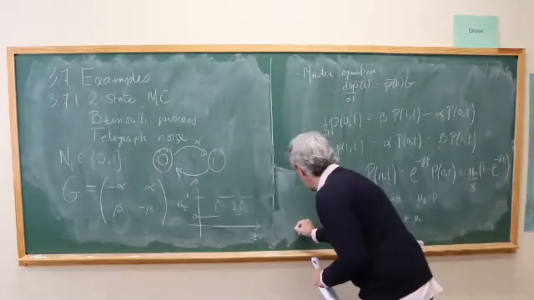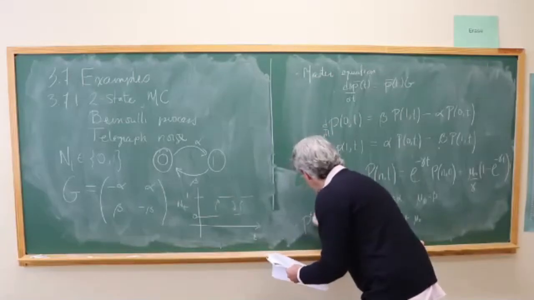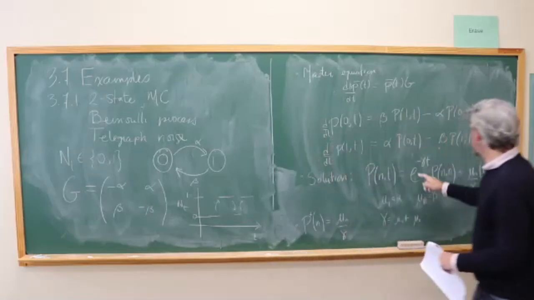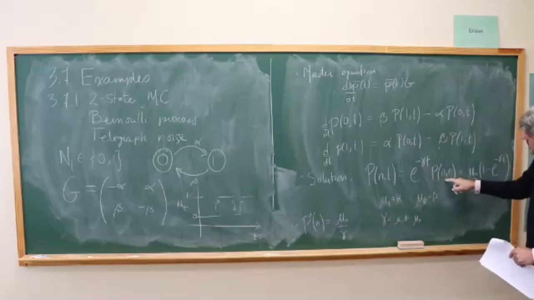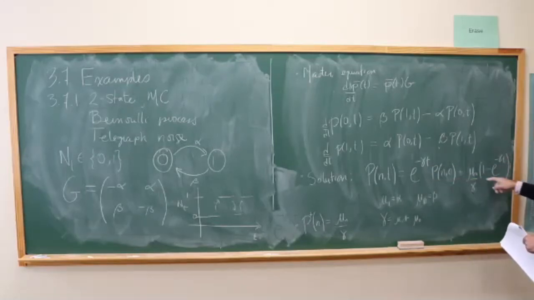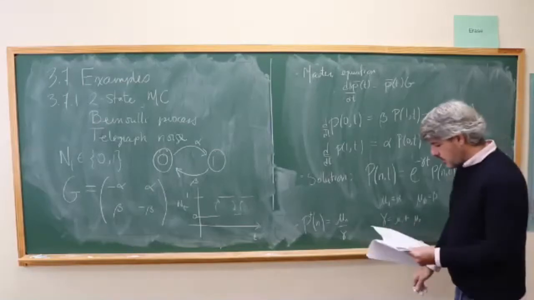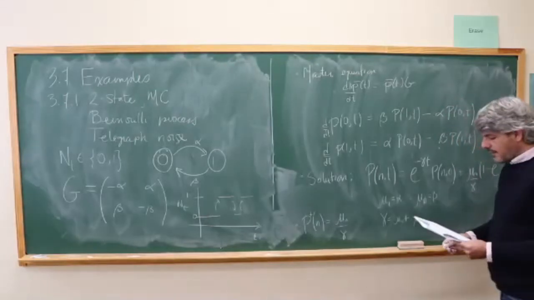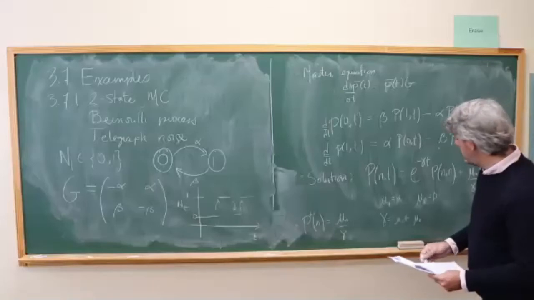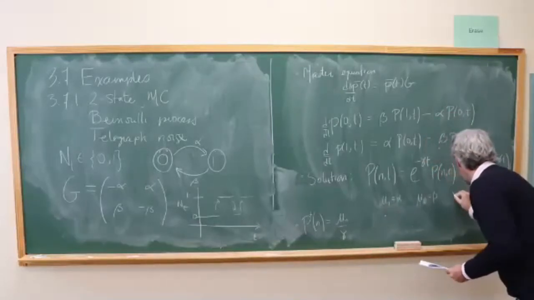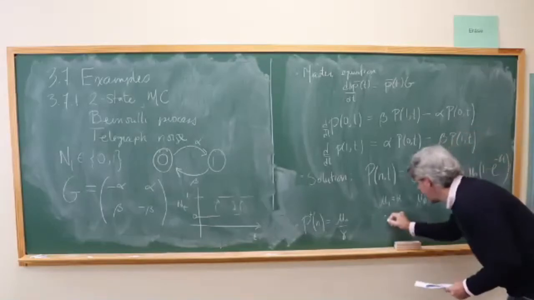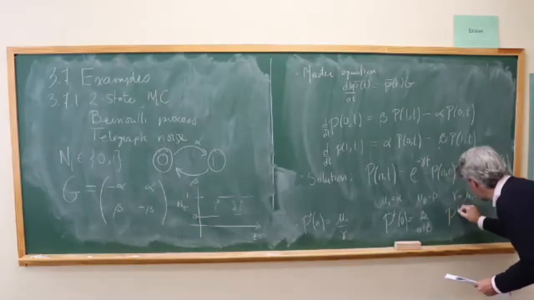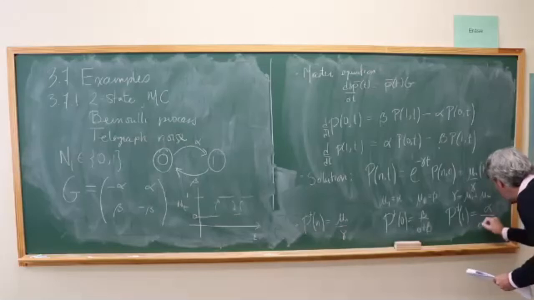So the stationary distribution is P star n equal to μ_n over gamma. Because this goes to 0, this is the term that kills the initial distribution, so you forget the initial distribution and you're left with μ_n over gamma. So it means that the stationary probability to be at 0 is beta over alpha plus beta, and the stationary probability to be at 1 is alpha over alpha plus beta.